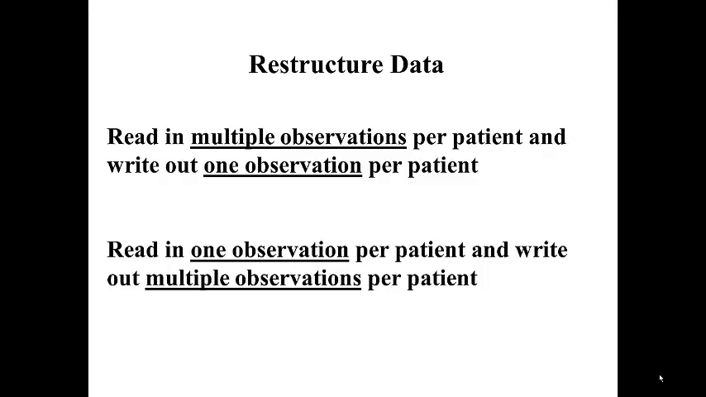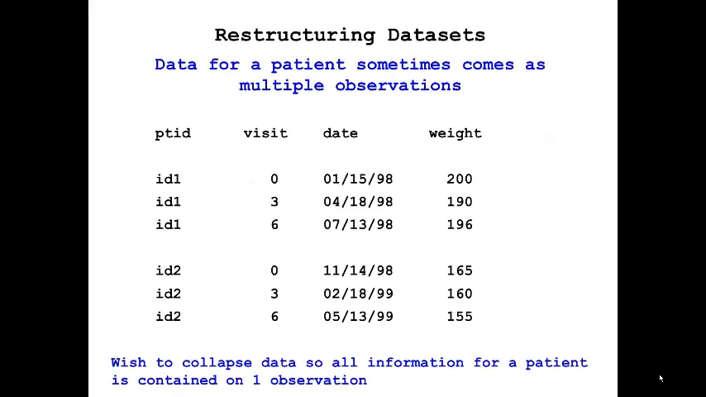The second way is where we read in one observation per patient and write out multiple observations per patient. In this second way of restructuring data, I refer to this as going from wide to long. So here is an example of some data. And sometimes we need to restructure a SAS dataset to do the analyses we want.